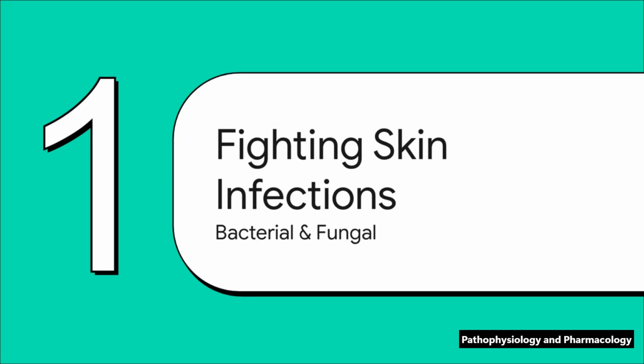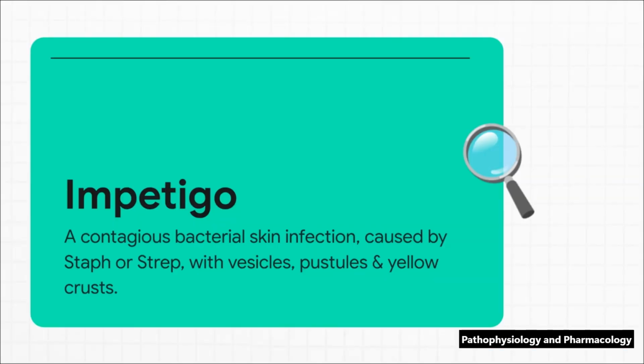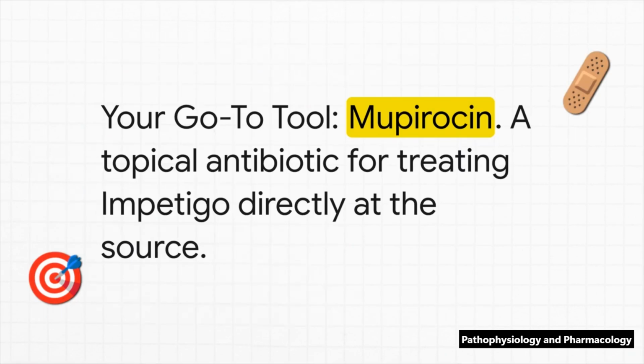These are the ones you're going to reach for when you're up against the most common bacterial and fungal invaders out there. First up is a classic you'll see all the time, impetigo. It's a super contagious bacterial infection, and those yellowish, kind of honey-colored crusts, that's the dead giveaway. Seeing that is your first major clue. So when you see impetigo, your brain should immediately go to mupirocin. This topical antibiotic is designed to hit that infection right at the source. It's a really clear path from diagnosis straight to treatment.